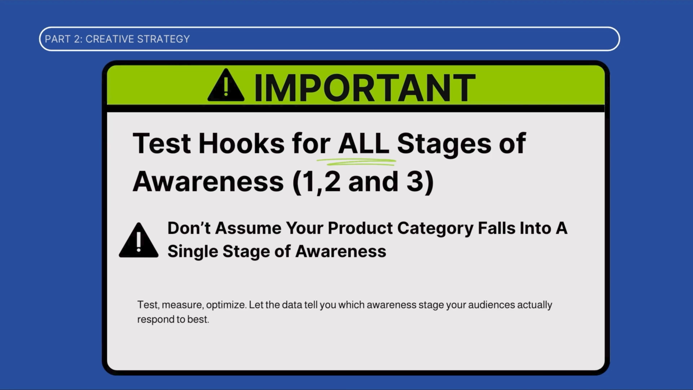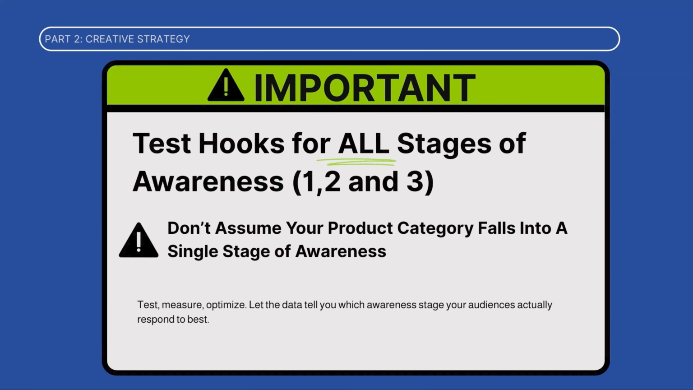Here's an important consideration. Test hooks for all stages of awareness. Don't assume that your audience fits one stage only. You might have a big pocket of prospects in stage 1, even if you have dozens of competitors. So never automatically assume that your audience will only respond to one particular stage of awareness. Your prospects are likely mixed, and you might be surprised at which stage converts the best. Create hooks for all 3 stages and test them.